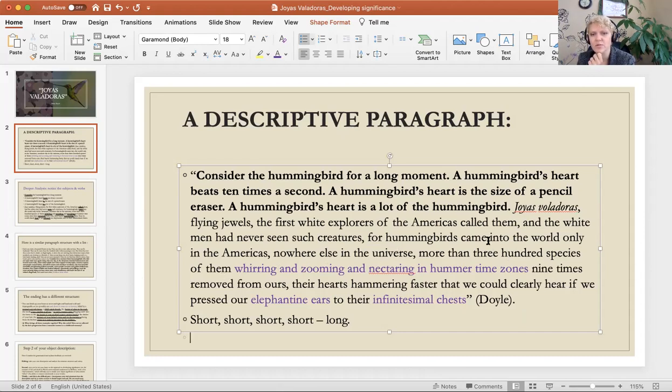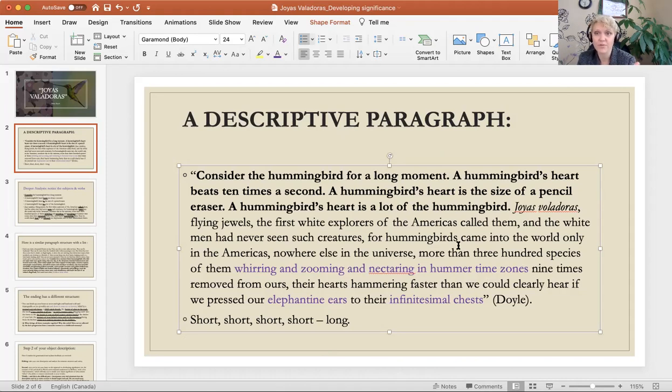So notice how he continues building clause upon clause. You get contextual information, and then you get more descriptive information. So more than 300 species of them whirring and zooming and nectaring in Hummer time zones, 9 times removed from ours. Their hearts hammering faster than we could clearly hear it if we pressed our elephantine ears to their infinitesimal chests. So, simple observation, sentence structures: 4 short sentences, and then you get a really long one. This is what we mean by sentence variation.